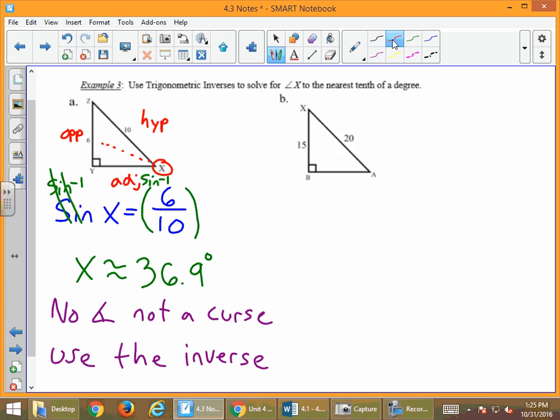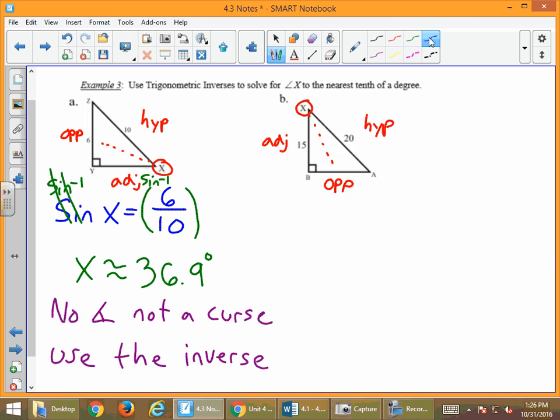Okay, let's try this next one. So 36.9 is the correct answer. Again, if you're not trying this on your own, you're doing yourself a disservice. So, we're finding x again. Label your sides. OPP, HYP, ADJ. Got him. Found him. What two sides do I have values for? Juwan, raise your hand. Adjacent and hypotenuse. Very good.